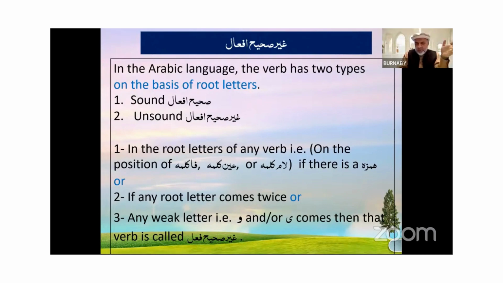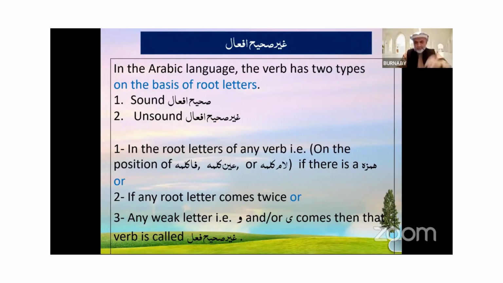Is that clear? Yes. So what are we looking at in this course? The Ghair Sahi Af'al. The sound one we already covered. Now, what is the criteria of finding out what is an unsound verb? When there are three situations, you can tell that this is a weak verb or unsound verb, or another name for that will be defective verb.